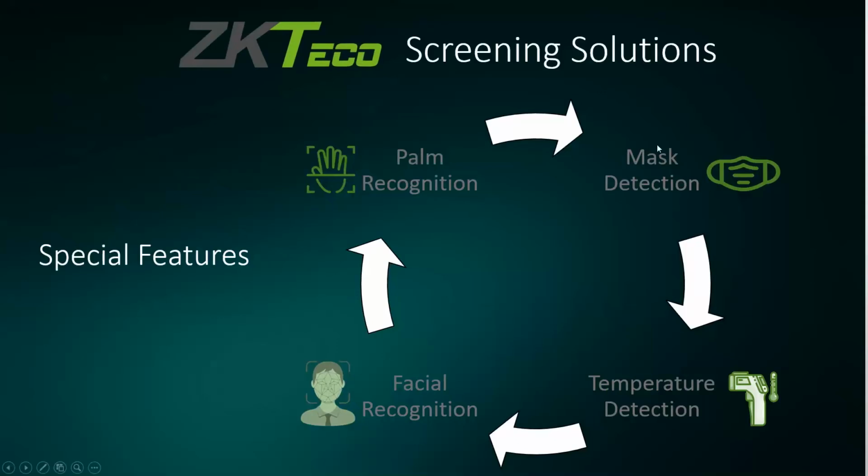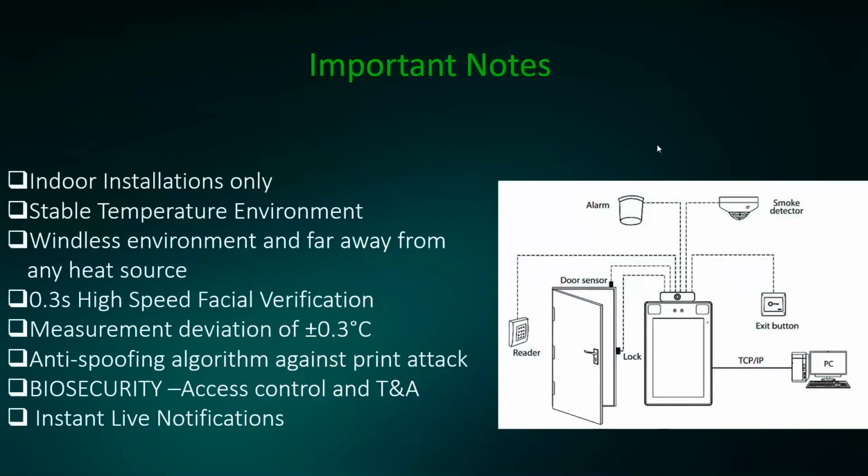Okay, awesome. Then important notes, like I mentioned, I think I mentioned a couple of these notes in the previous slide. So these temperature detection units, please install them in controlled environments, indoor installations only. That's going to give you more accurate readings because the temperatures aren't fluctuating that much. Also in a windless area and far away from a heat source, obviously.